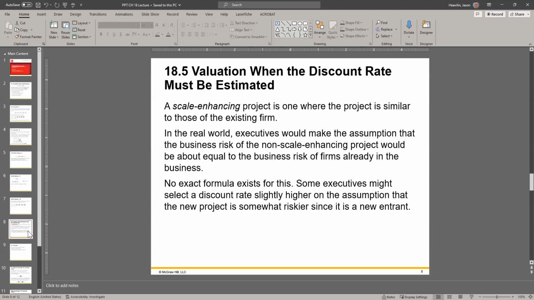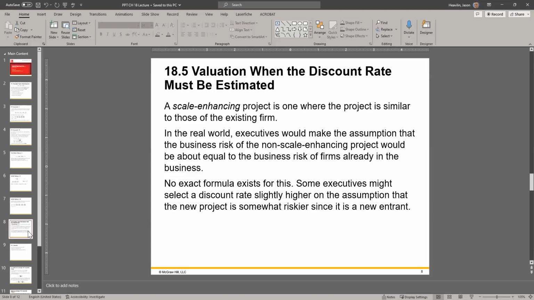In the real world, executives will make the assumption that the business risk of the non-scale enhancing project will be about equal to the business risk of the firm's existing business. This is what I was saying. So it is not abnormal to say, this has the same business risk, so we'll apply the same discount rates. But it doesn't have to be that way. It's another managerial decision. Is it different enough, and should we adjust for it? No exact formula exists for this.